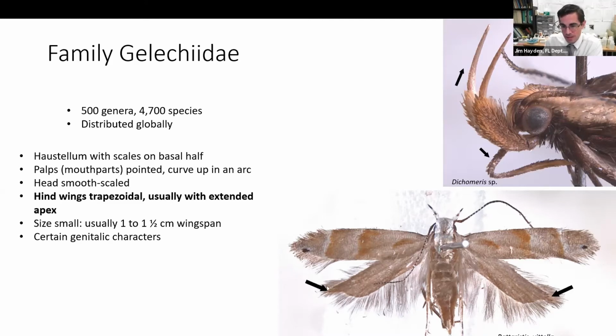An easy diagnostic character for the family, though, is that the hind wing comes out to this pointy tip right here. It's generally a good character, by and large. Some things don't have it, and there are a few things in other families that do have it. But by and large, gelechioids tend to have a pointy tip on the hind wing like that. They tend to be kind of small.